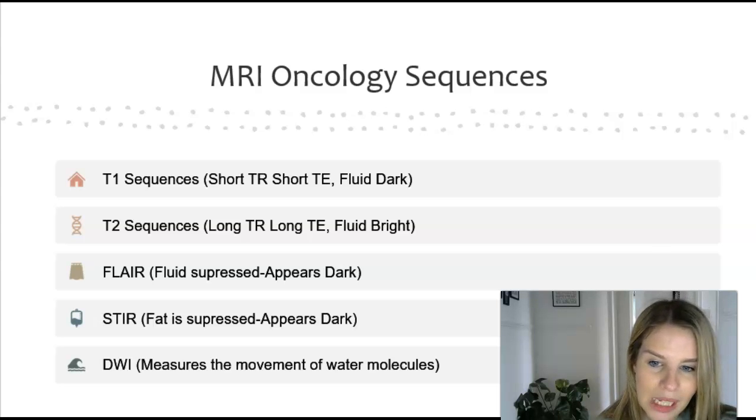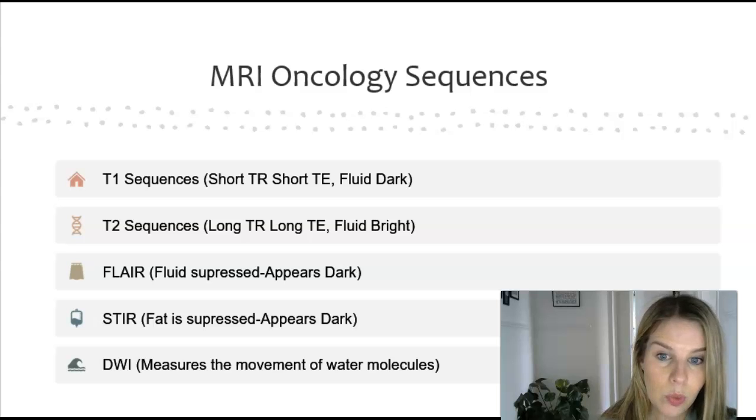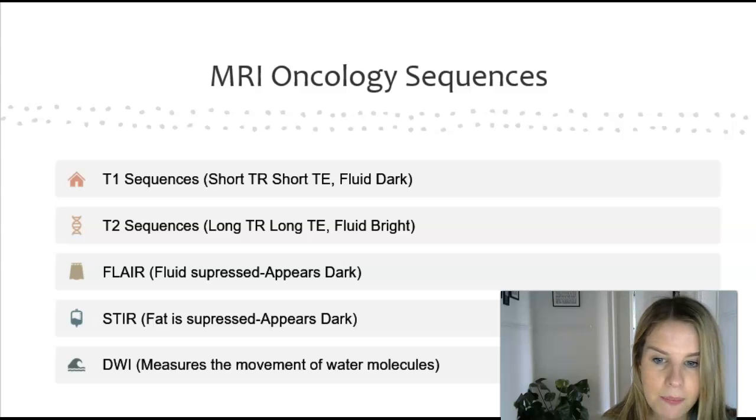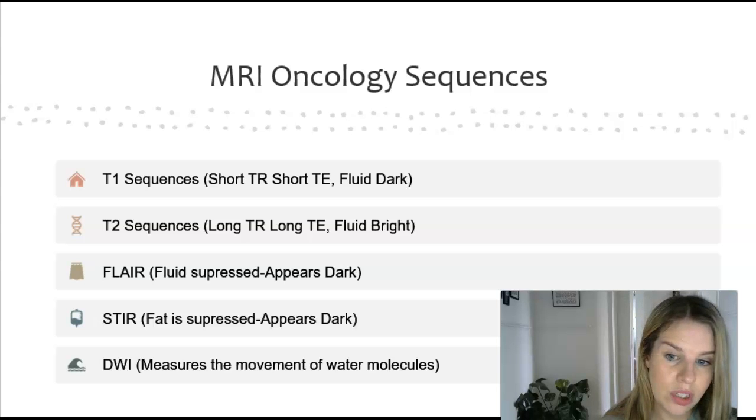Going into the more complicated ones, so we have the fluid attenuated inversion recovery sequence, which is known as a FLAIR, where we suppress the fluid and it appears dark on the image, so it will remove any cerebrospinal fluid or any fluid anywhere else in the body. We also use the STIR quite a lot in MRI oncology, so it's known as the short T1 inversion recovery, and that suppresses the fat in the body, which is really good for looking for malignancy.